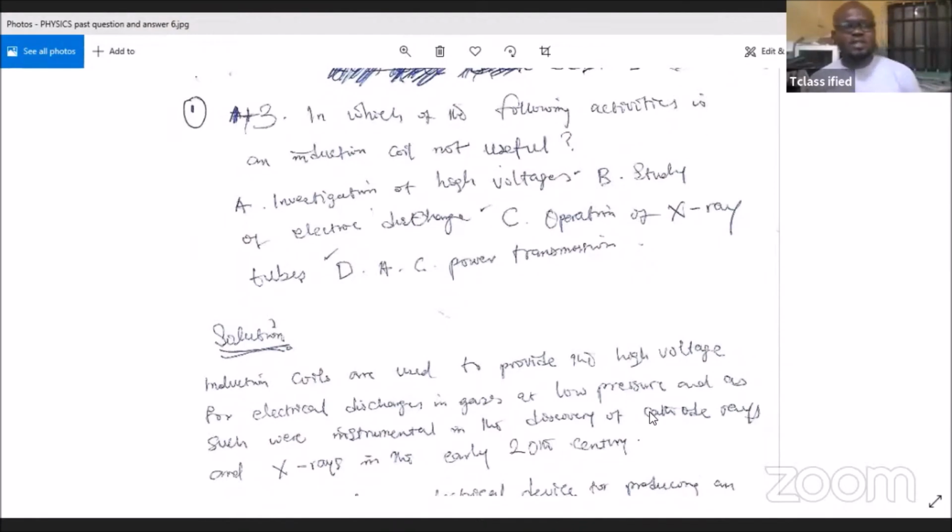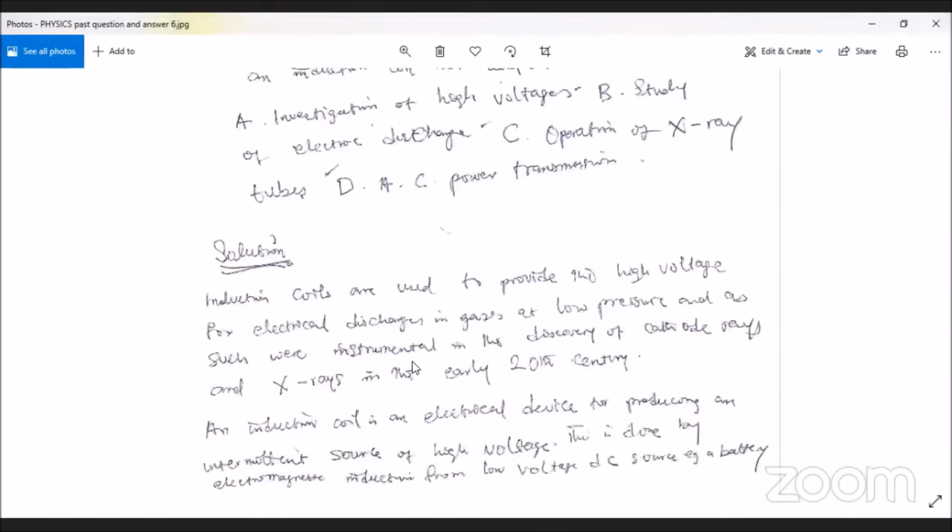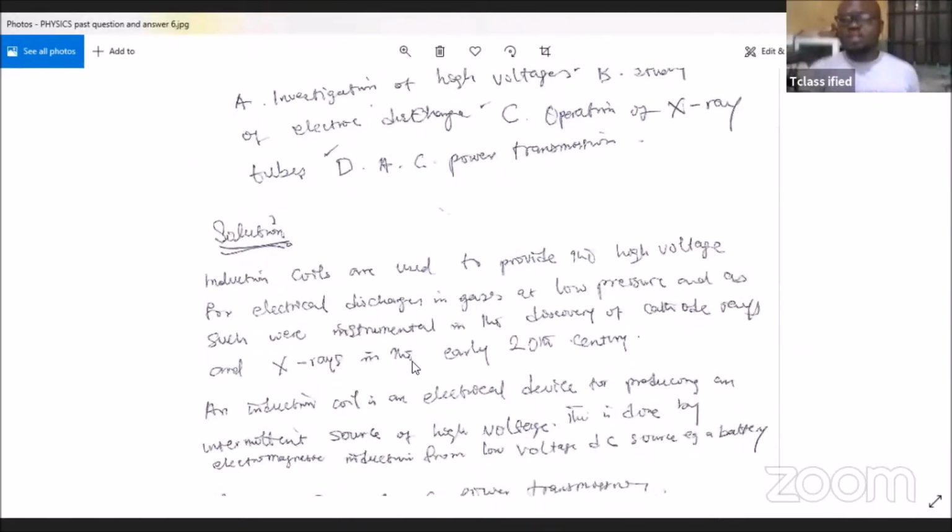In which of the following activities is an induction coil not useful? A. Investigation of high voltages. B. Study of electric discharge. C. Operation of X-ray tube. D. AC power transmission. Induction coils are used to provide high voltage for electrical discharges in gas at low pressure, and as such were instrumental in the discovery of cathode rays and X-rays in the early 20th century.